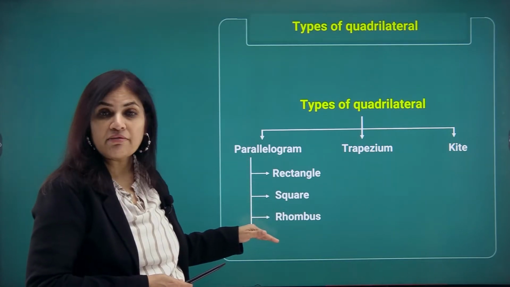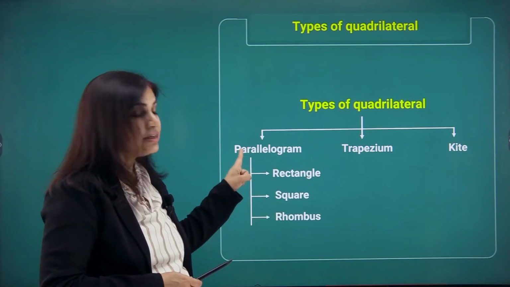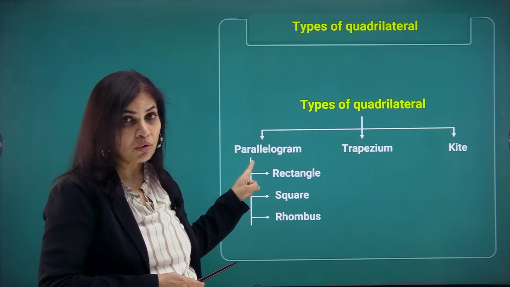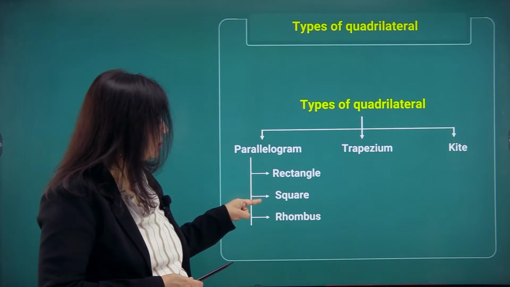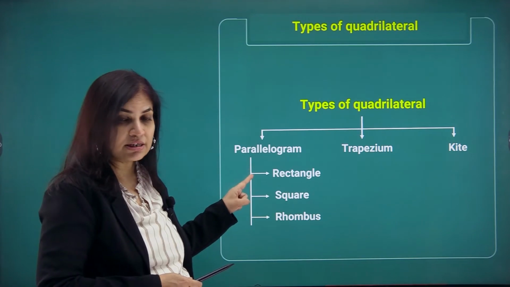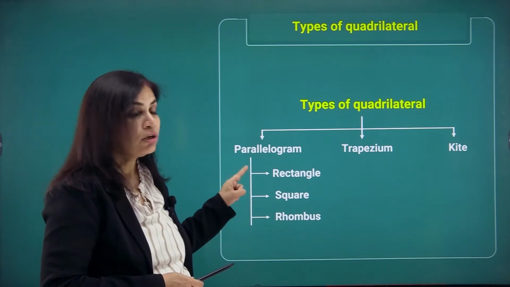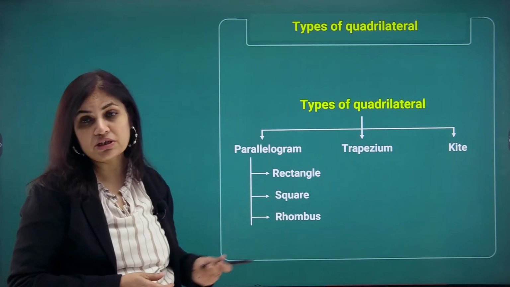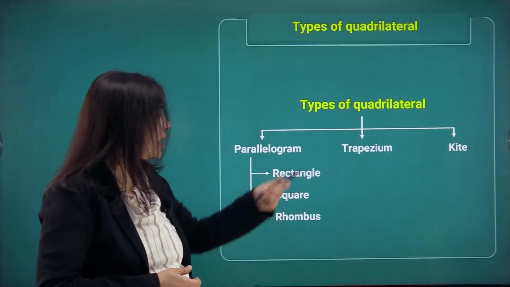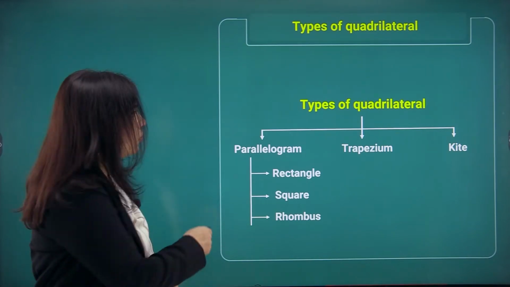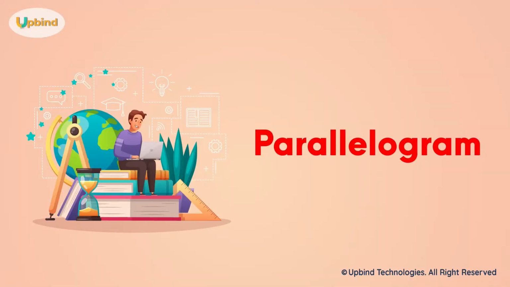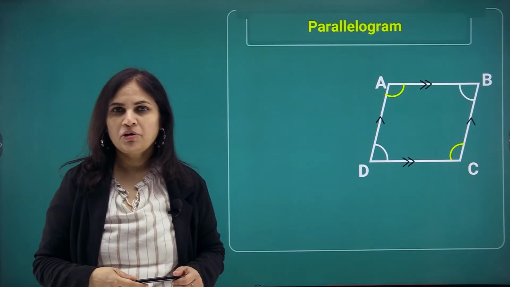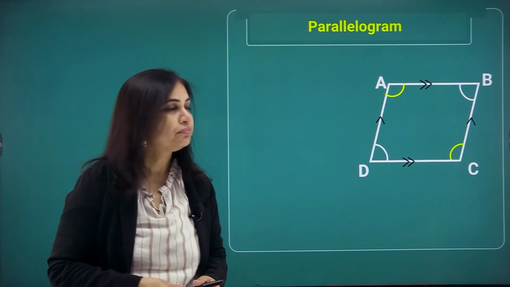These are the examples of parallelogram. A rectangle is a parallelogram because it has 2 pairs of parallel sides. Square has 2 pairs of parallel sides. Rhombus also has 2 pairs of parallel sides. Apart from this, there are other properties of rectangle, square and rhombus and parallelogram as a whole. Let us study parallelogram in detail.